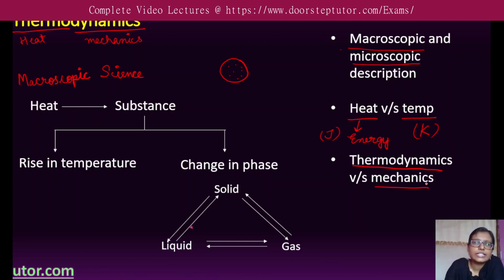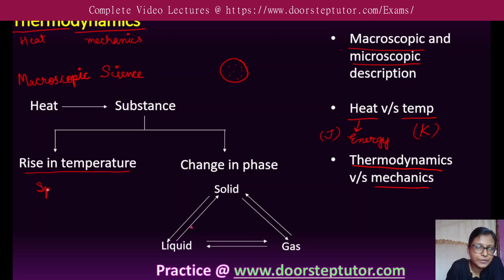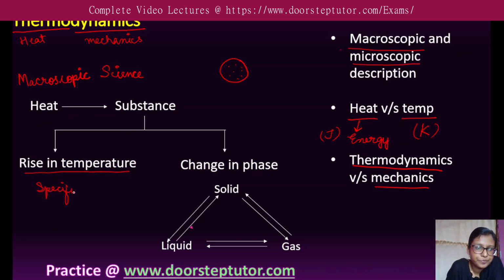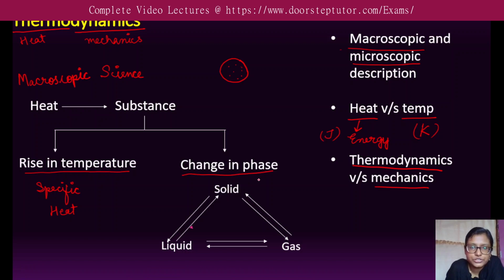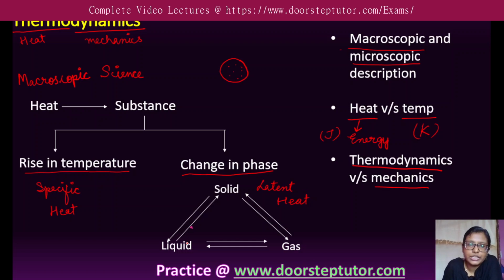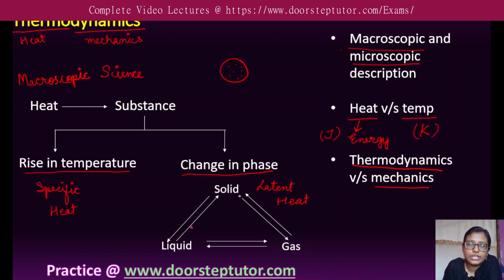Okay. So now let's say we have a substance and we supply heat. Two types of changes may occur. First, there may be a rise in temperature, which is related to specific heat. Or else there can be a change in phase, which is related to latent heat. Now the change in phase can be from solid to liquid, liquid to gas, gas to solid, and vice versa.